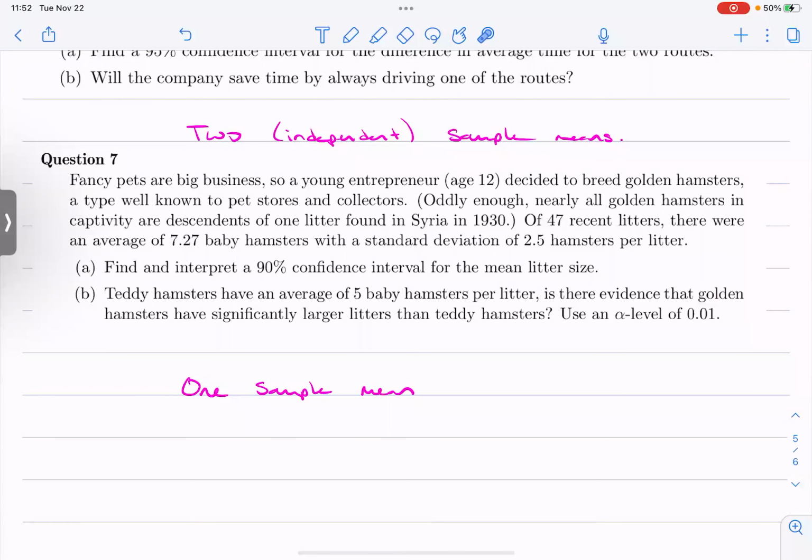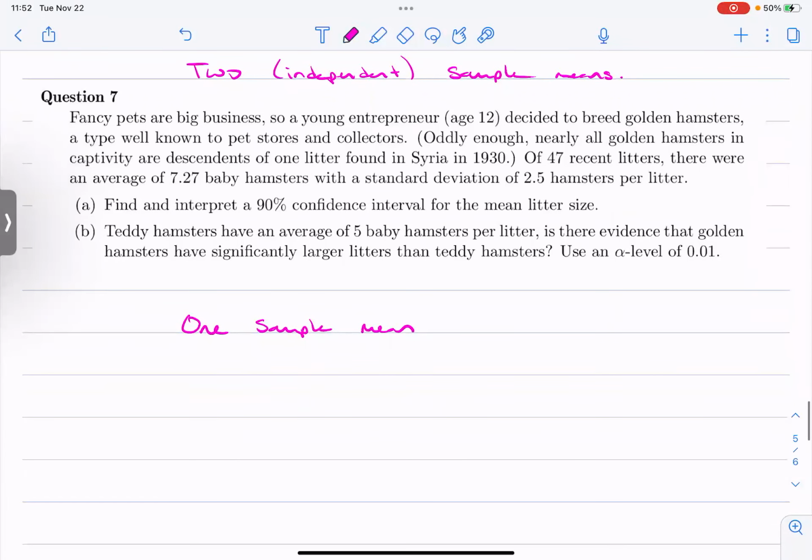Teddy hamsters have an average of 5 baby hamsters per litter. Is there evidence that golden hamsters have significantly larger litters than teddy hamsters? So now, for golden hamsters, I had a sample average of 7.27. Is that significantly larger than 5, representing the teddy hamsters? That's what I want to know. So my null hypothesis here is going to be that mu is equal to 5. 7.27 is not significantly different from 5, but what we're hoping to show is that mu is greater than 5.